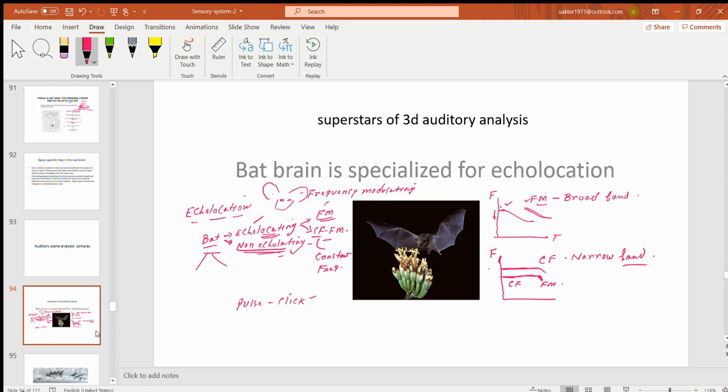Okay, to capture the sound. In some echolocating bats, you will see a nose leaf, a cartilage present in the nose, and that actually helps them to present the pulse precisely in the right direction.